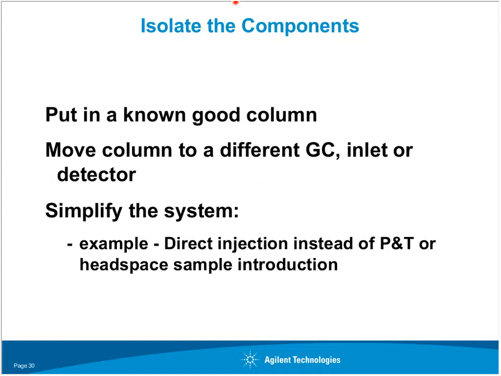And what you want to do when you're trying to figure out and start troubleshooting is isolate the components. If you are having a problem and you think it's a column problem, put in a known good column. Or if you think it's the column, move the column to a different GC, an inlet or detector. And also, if at all possible, simplify the system. Example, if you're using headspace or purge and trap, try a direct injection. Split the system up. That will tell you if you're having a headspace problem or purge and trap, or if it's a GC.